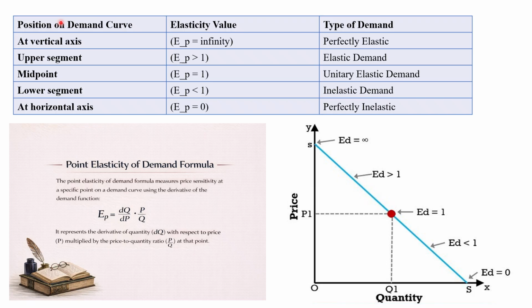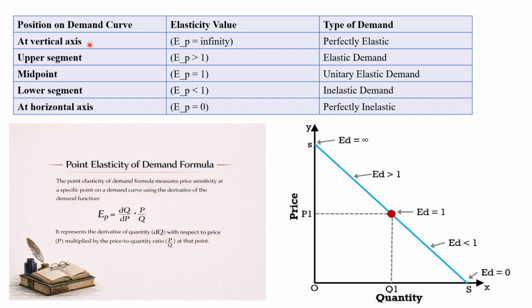Here you have seen that point elasticity of demand measures the responsiveness of quantity demanded to a small change in price at a particular specific point on a demand curve, and it is the lower segment of the demand curve divided by the upper segment of the demand curve. Let's see the table first, and along with that we can also see the graph. This is the table of point elasticity of demand, in which you have seen the position of the demand curve, elasticity value and type of demand.